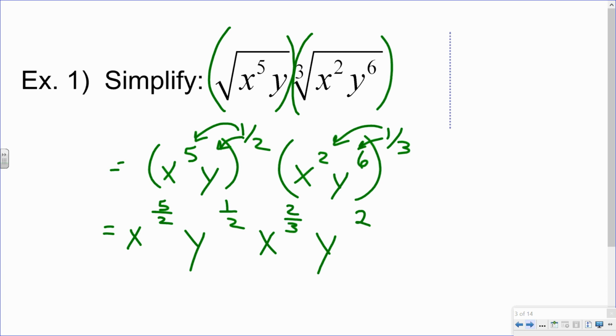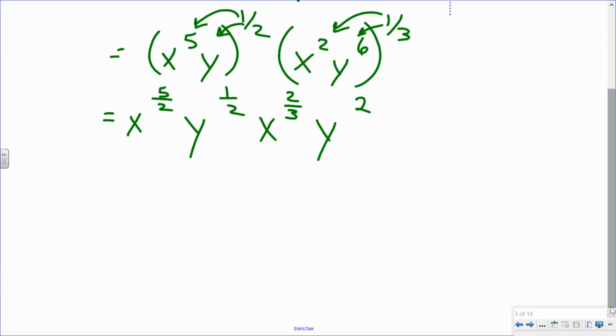Is it okay to have more than one x and more than one y in there? Not for a final answer. It's okay temporarily, but we can't stop there. So we have to combine the x's and combine the y's. So when I have x to a power times x to another power, what do I need to do with those exponents? I need to add those exponents.